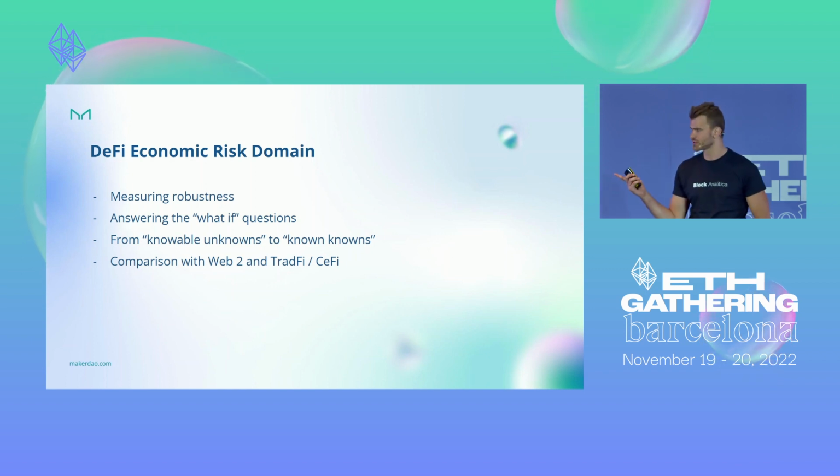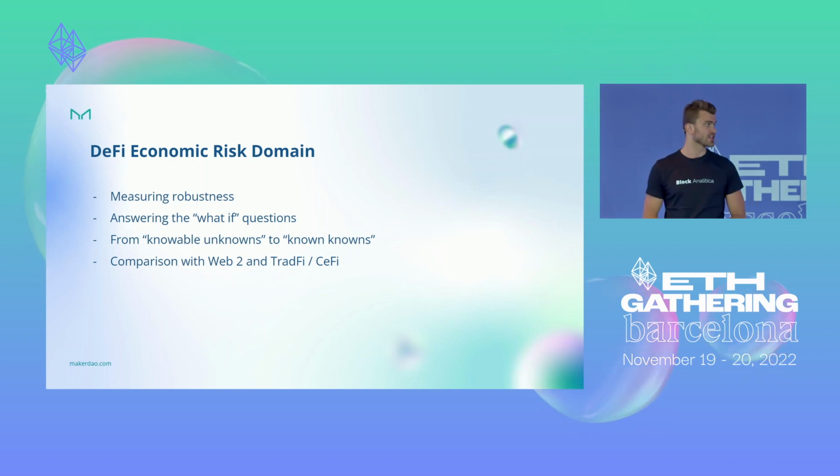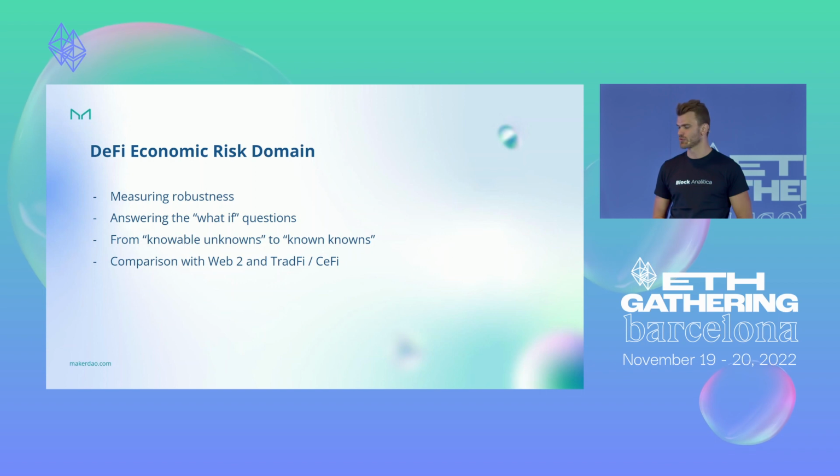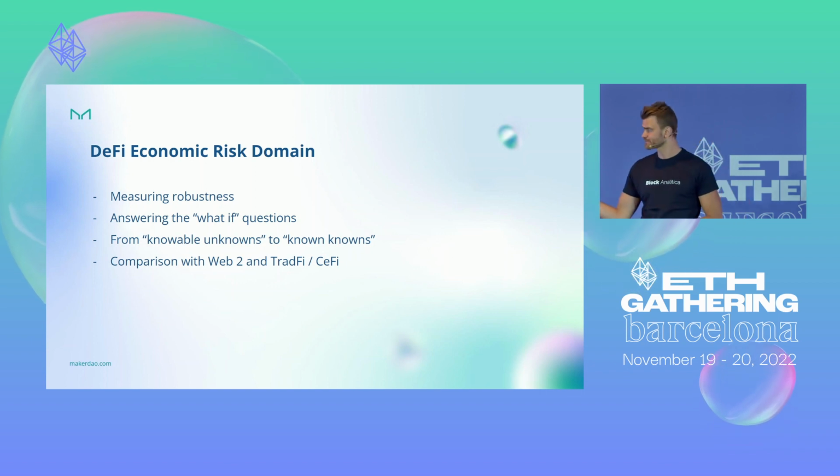If you compare this to the Web2 and TradFi slash CeFi space, it's obvious that those systems are much more opaque, whereas with Maker, it's very clear and transparent on-chain that the system is over-collateralized, and the risk factors are much better known when it comes to economic risk.